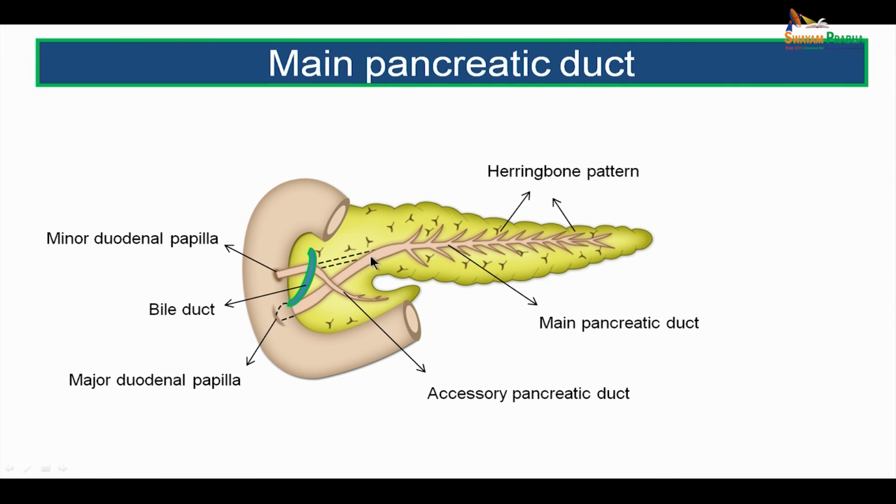Further down, it moves forwards and downwards and meets with the bile duct, both the ducts separately passing through the wall of the duodenum and opening at the summit of the major duodenal papilla on the posteromedial wall of the second part of duodenum, which lies about 8 to 10 centimeters distal to the pyloric end of the stomach.